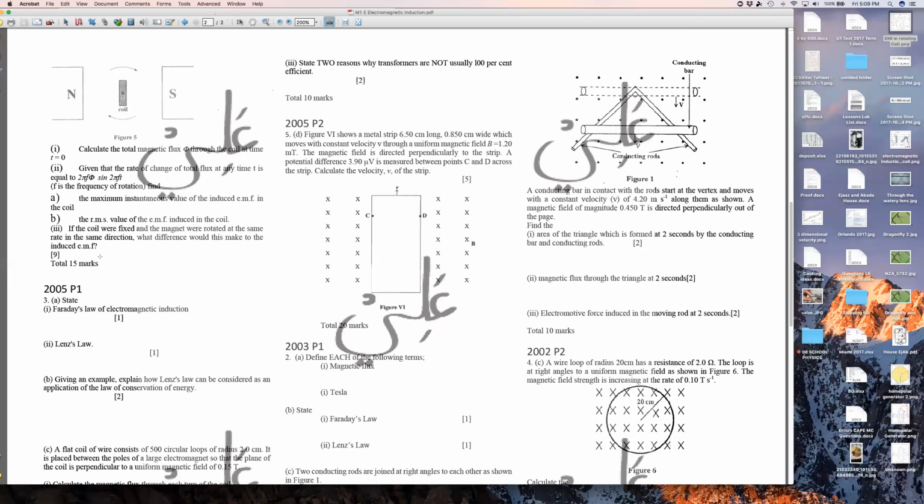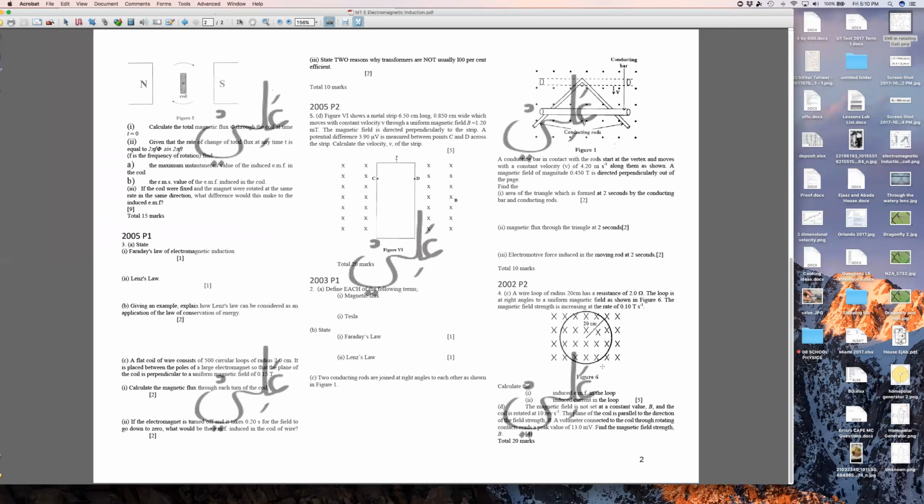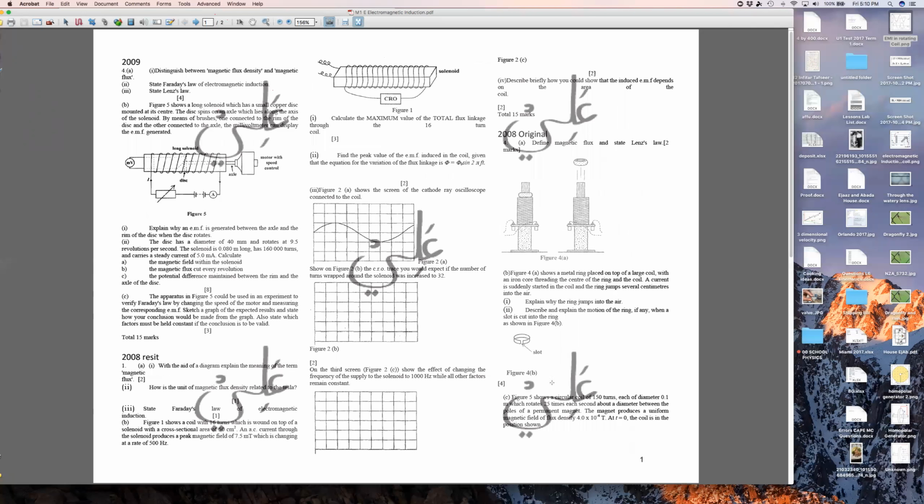I'm going to give you 5 minutes, everybody. You have the question in front of you, but I'm just showing it here. The question starts on this current page. Here's where it starts. Figure 5 shows a coil and so on.